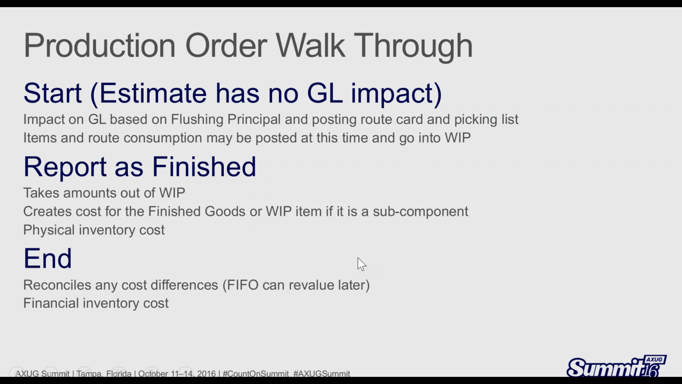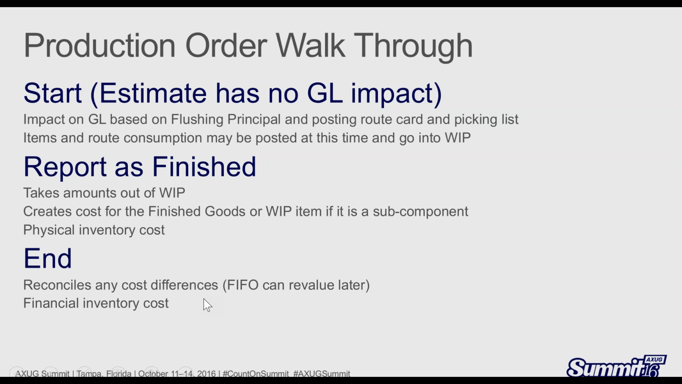It's going to reconcile any cost differences. If you're on FIFO, you probably noticed it can revalue later depending on the status of the financial costs of the components on the bill of materials. So for instance, if I have a receipt of an item and not an invoice on a purchase order that's going into this product, and later, when I do the invoice matching, it changes the price, then you do a recalculation. It's going to also change the cost of the product that you produced. So the FIFO can revalue later, the standard does not, but it's also going to post your variances.